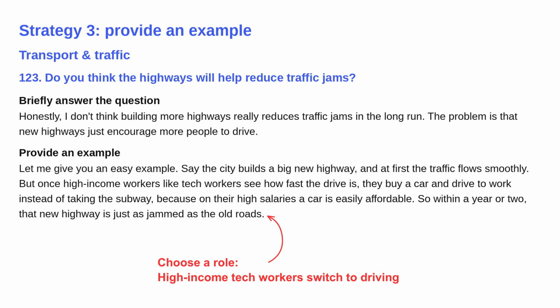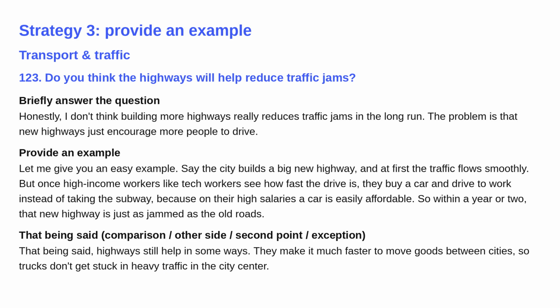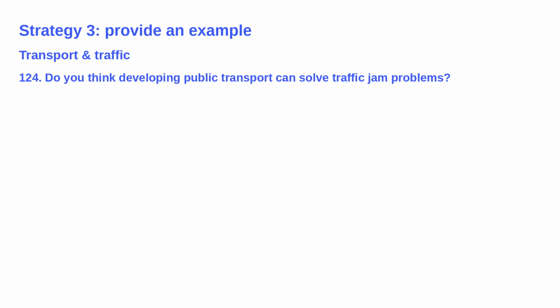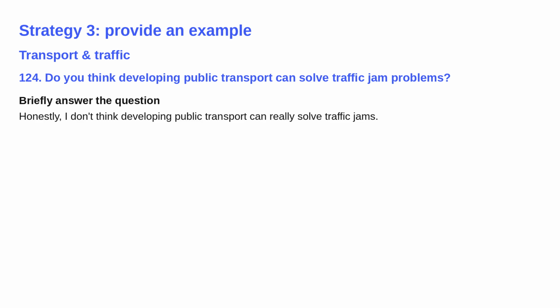Because on their high salaries, a car is easily affordable. So within a year or two, that new highway is just as jammed as the old roads. That being said, highways still help in some ways. They make it much faster to move goods between cities, so trucks don't get stuck in heavy traffic in the city center. Do you think developing public transport can solve traffic jam problems?